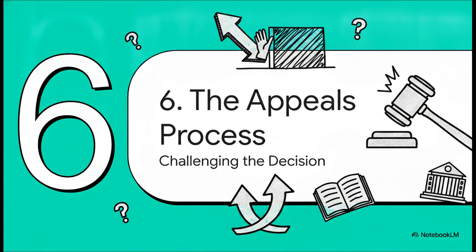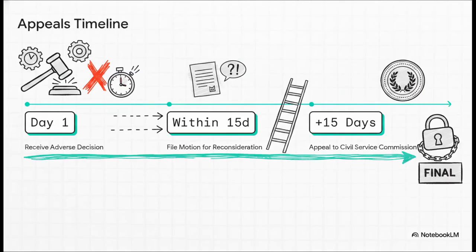Finally, Section 6, the appeals process, challenging the decision. Let's see how this builds, because the timeline for fighting back is remarkably tight. From the exact day an adverse decision is received, a party has exactly 15 days to file a motion for reconsideration. If that's denied, they have another strict 15-day window to elevate it to the Civil Service Commission. If you miss these non-negotiable windows, the decision is final and executory.